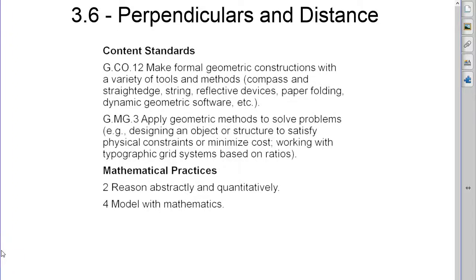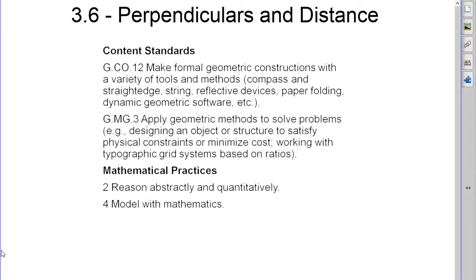Okay, so here's the video for section 3.6, perpendiculars and distance. This section is a pretty big section on some visual stuff and some general things we maybe take for granted in daily life, but this is getting back to some, even though it's weird, abstract, practical geometry as well.